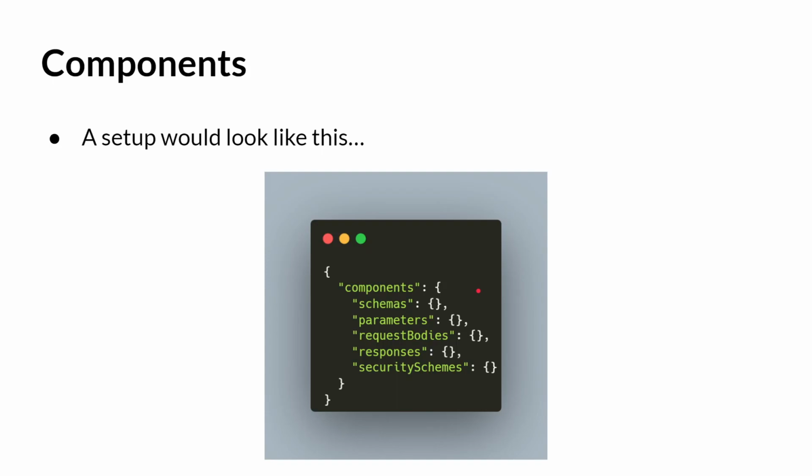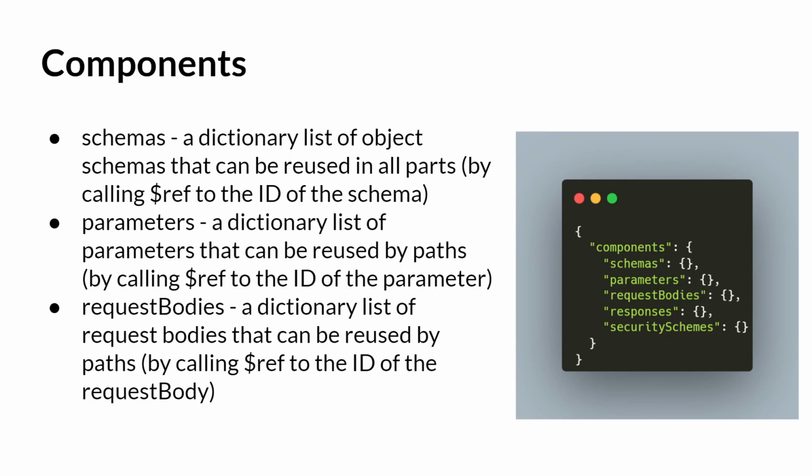So for the components, the components on the main structure or schema would be this. You have a list of schemas, you have a list of parameters, request bodies, responses, and security schemes. Now, again, use components to make sure that you can create reusable components. We will do that on our video 7 on the building of the to-do app. So for the schemas, it's a dictionary list of object schemas that can be reused in all parts. And then parameters, a dictionary list of parameters that can be reused by paths only. And then the request bodies is a dictionary list of request bodies that can be reused by paths. The thing is, you'll need to put the $ref property if you want to use these reusable objects. And we will have an example later.